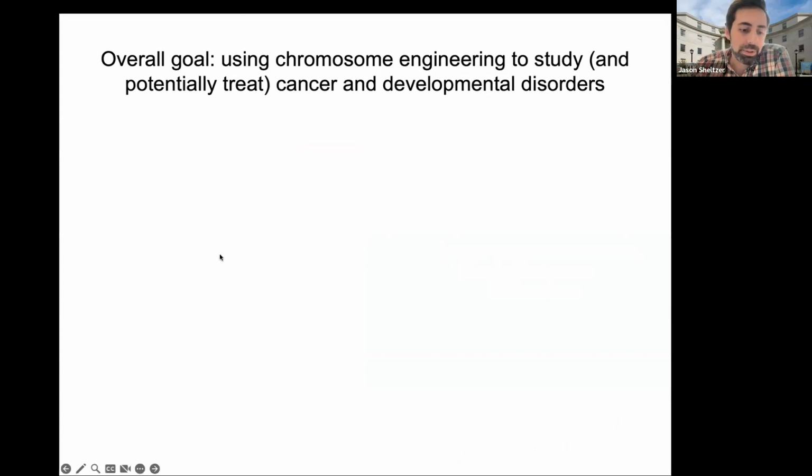So we think about chromosome engineering because I think that chromosome imbalances are very important to a number of different conditions that aren't directly related to one another in terms of cause or even consequence, but they share this theme of being caused by imbalances in different chromosomes.